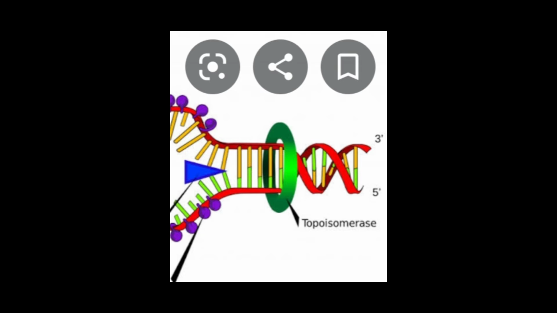It controls and reduces the supercoiling and torsional strain that builds up ahead of the replication fork. There are two types of topoisomerase, topoisomerase 1 and topoisomerase 2, which differ in the number of strands that they cut. Topoisomerase 1 cuts only a single strand, while topoisomerase 2 cuts both strands of the DNA, removes or uncoils the knots, and then reconnects the DNA.